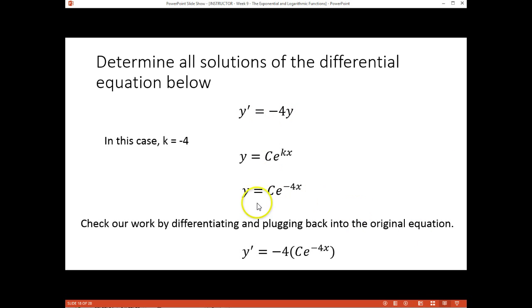Again, I'm taking this extra step to show you why it works, but really we're going to stop here because this is our answer for the differential equation y prime equals negative 4y.